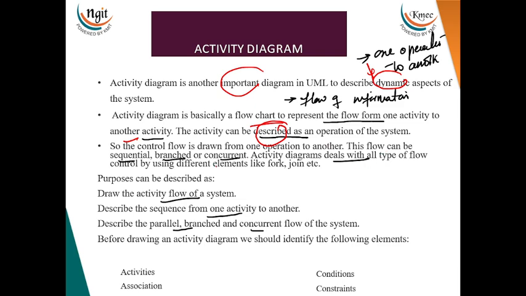Activity diagrams, what is the purpose of it? Describe the sequence of operation from one activity to other. Describe the parallel, branching and concurrent flow of information. These are very important points. It gives you the concept of a dynamic flow of information, and more importantly its sequence, parallel, branch and concurrent. Before drawing an activity diagram we should have the activity association. We will see all those things now.